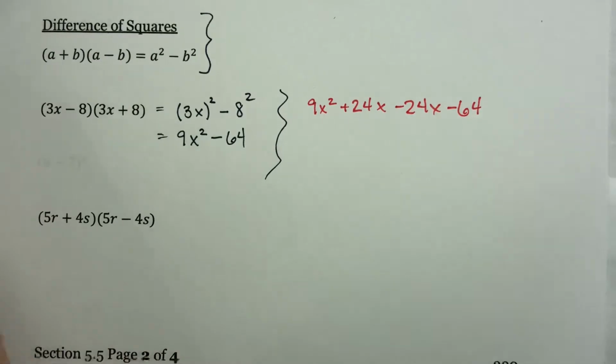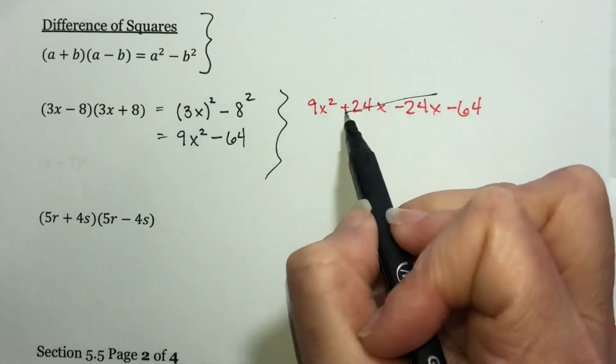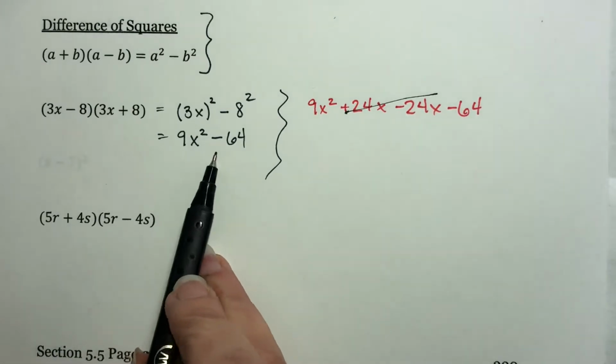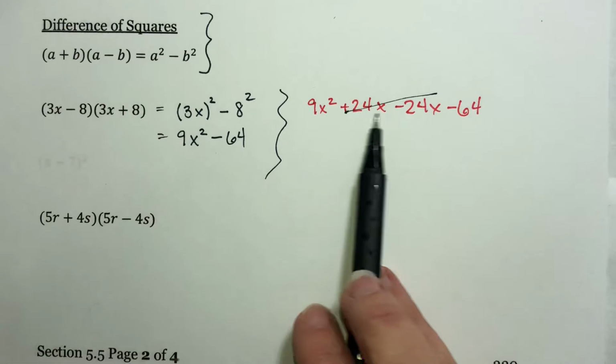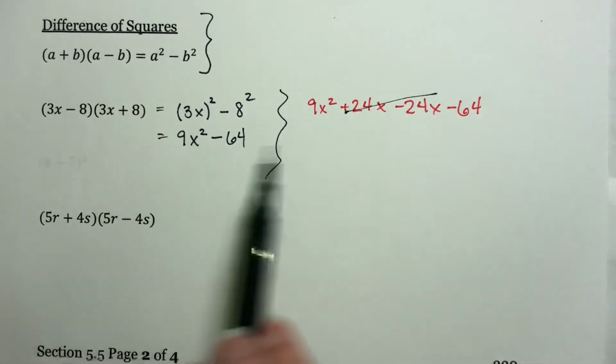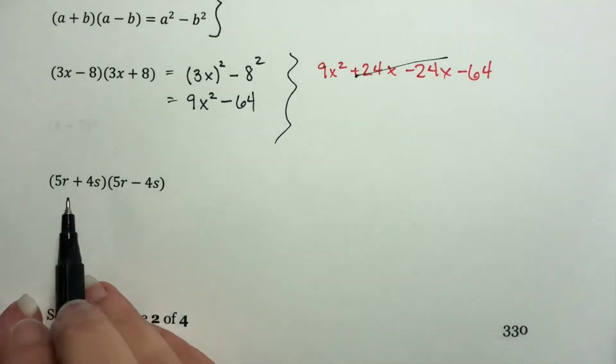You see what happens here in the middle? I have positive 24x minus 24x. They cancel out, and you get to right here. This happens every single time you have something in this pattern. Your middle terms are going to cancel out every time. So why go through this step if you know they're always going to cancel out? Just use the formula.